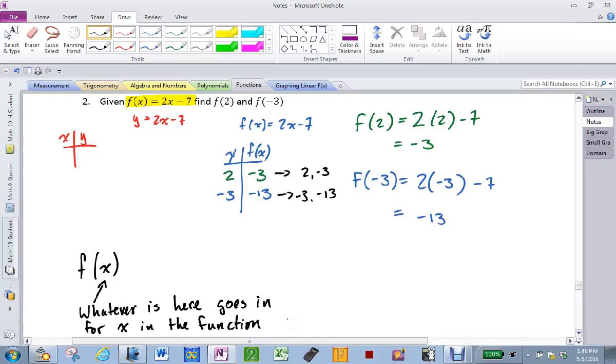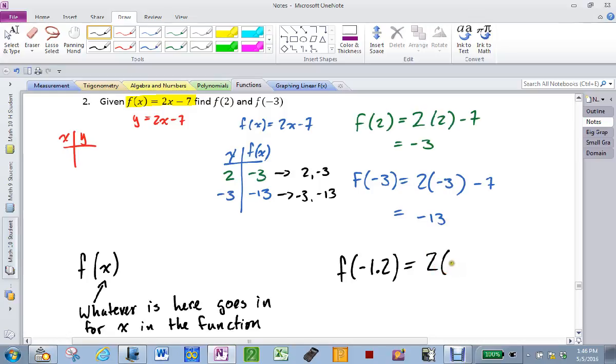Say it again. Whatever is here goes in for x in the function. One more time. You are laughing, but this is the level that you guys have taken me to. It's true, a help. So if I have f of negative 1.2, what will I put in this function?